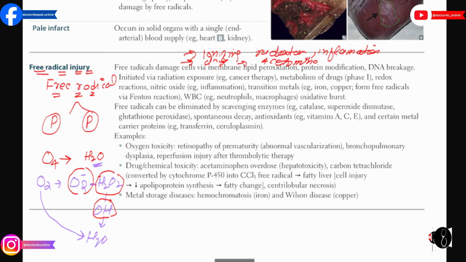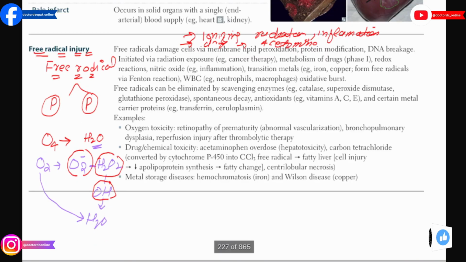Then the free radical can also be produced pathologically. What are the examples of pathological free radical production? In the case of ionizing radiation, or if in your body there is a combination of iron and copper, these cause membrane lipid peroxidation, protein modification, and DNA breakage.